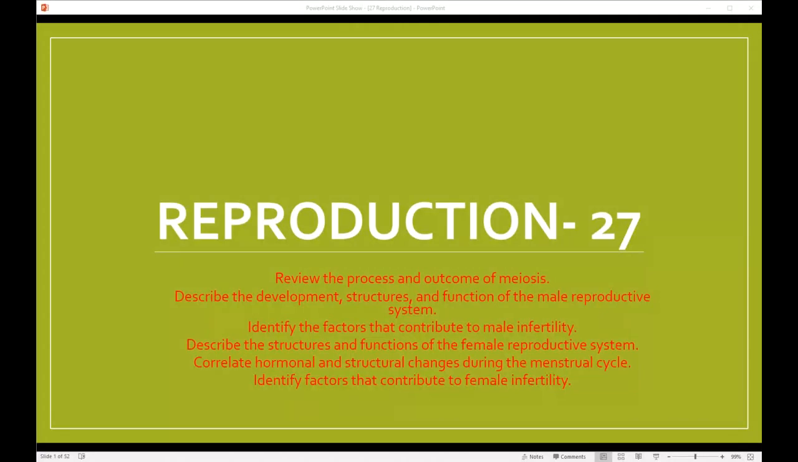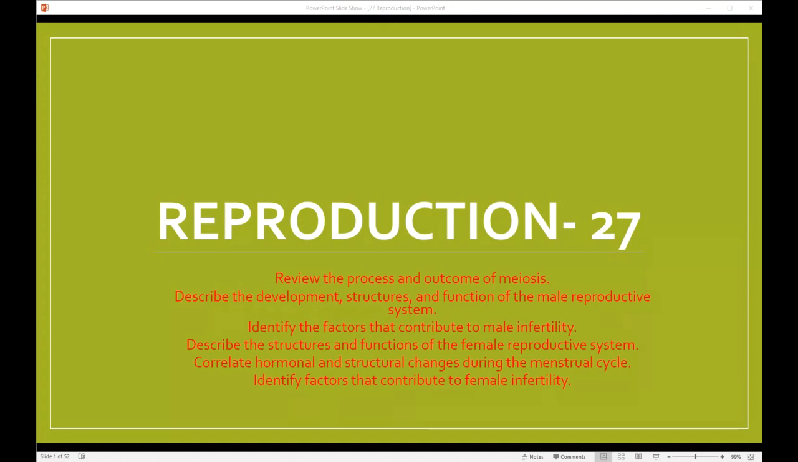Hi, we're going to do reproduction. This is chapter 27. So we want to review the process and the outcome of meiosis. Remember that when we have reproduction, we can do mitosis, and in mitosis, we're going to get two identical daughter cells, or we can do meiosis. And that's when we're going to form sex gametes. And the sex gametes are going to be the eggs or the sperm as far as humans go.